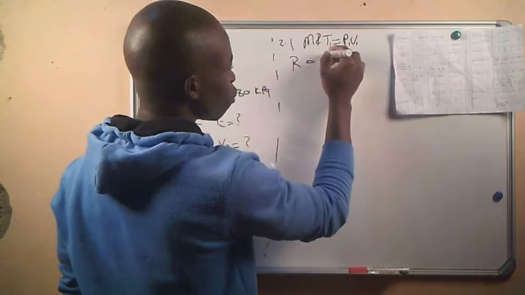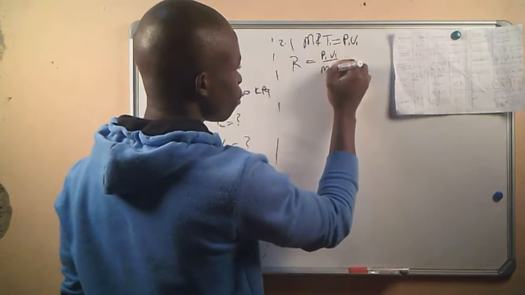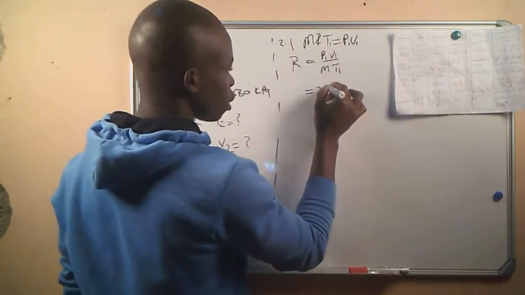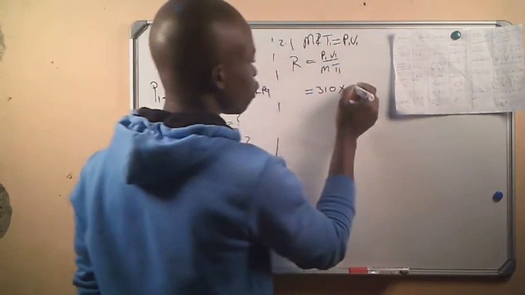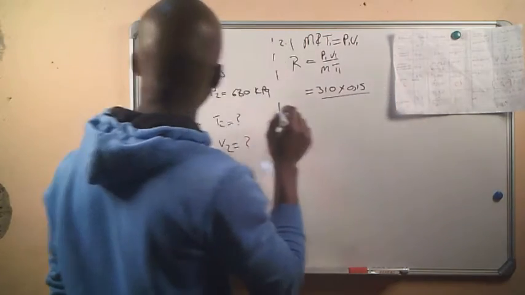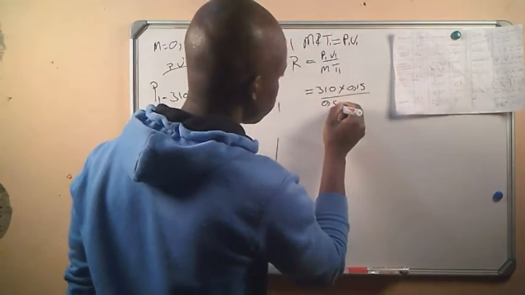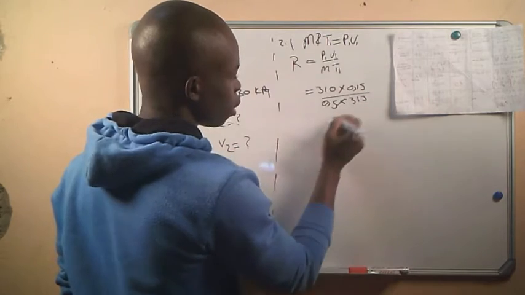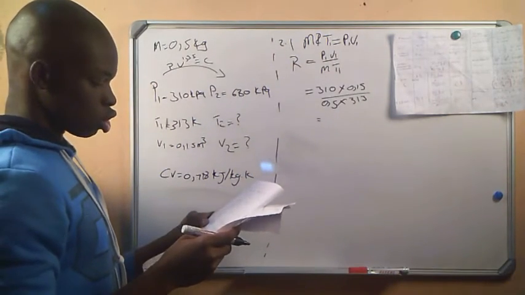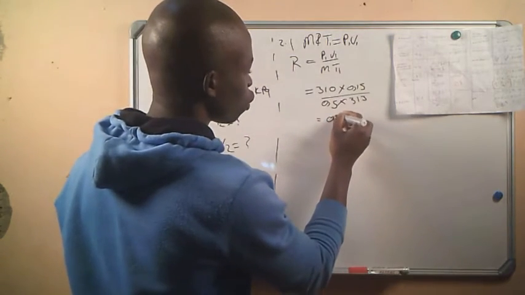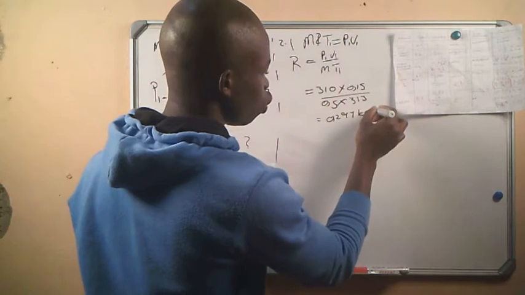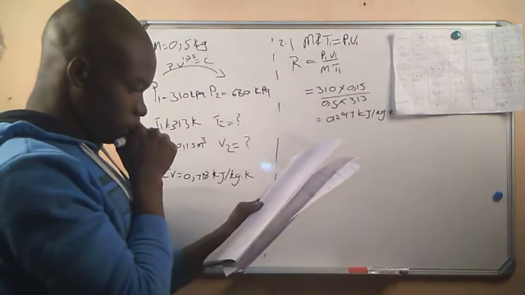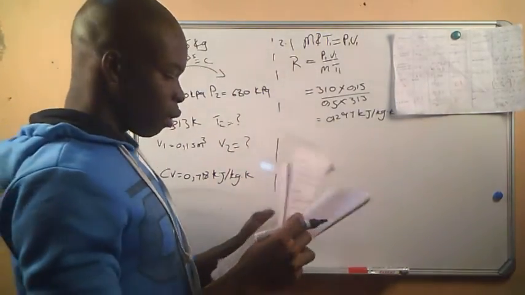So make R the subject of the formula: R = P1 V1 divided by m T1, which is equal to our P1, 310, times our V1, 0.15, divided by our m, 0.5, times our T1, which is 313, and then this will give us 0.297 kilojoules per kg Kelvin. And then we are done with our first question.